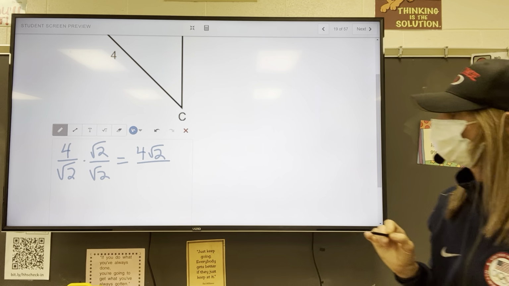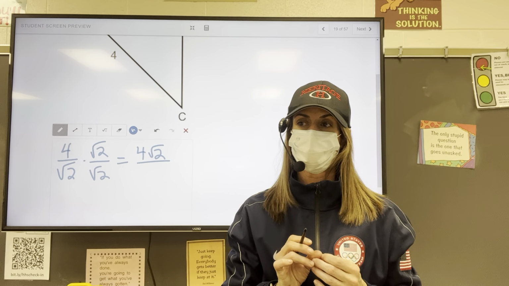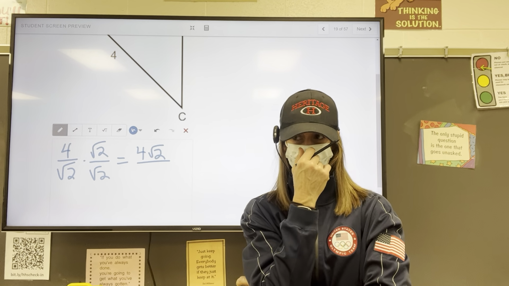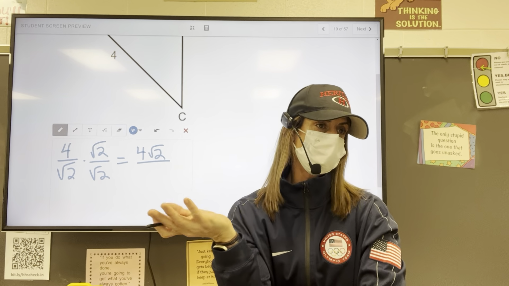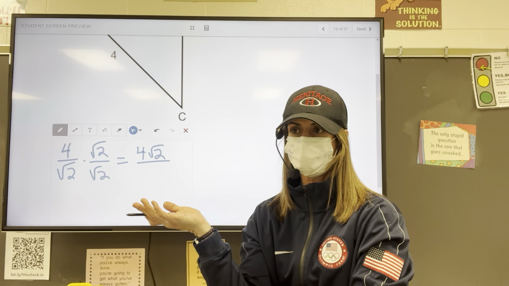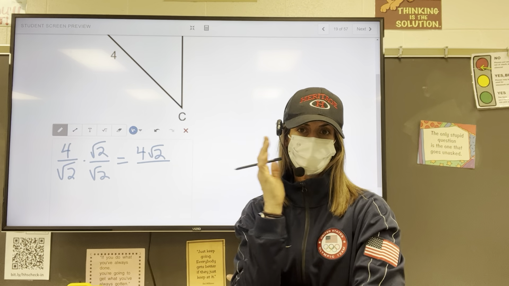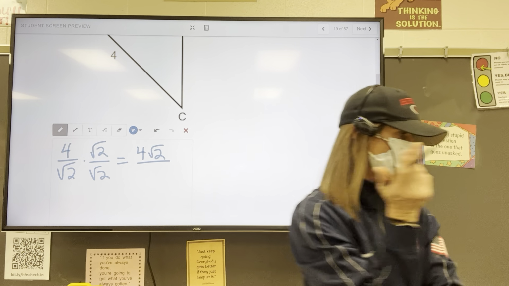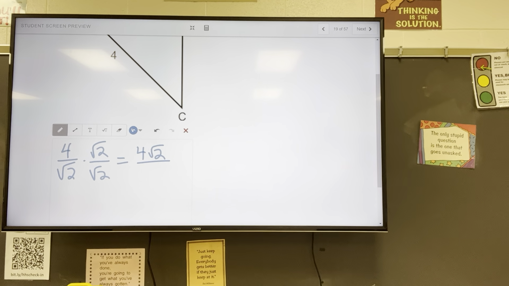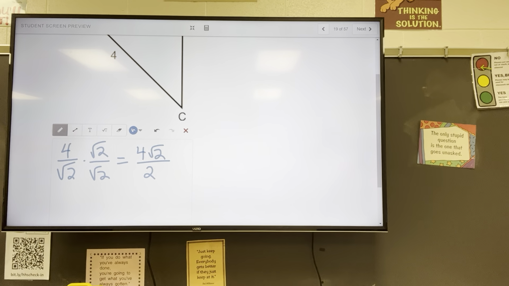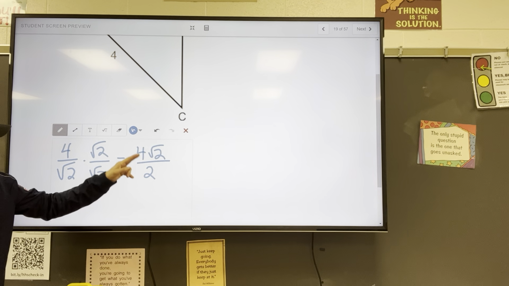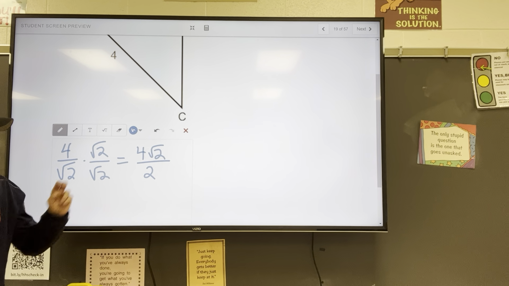And then what's root 2 times root 2? Root 2 times root 2 is root 4, right? Which is, what's the square root of 4? Done. We're almost done. Now we just have to simplify that. 2 goes into 4 evenly. So this is just 2 root 2.